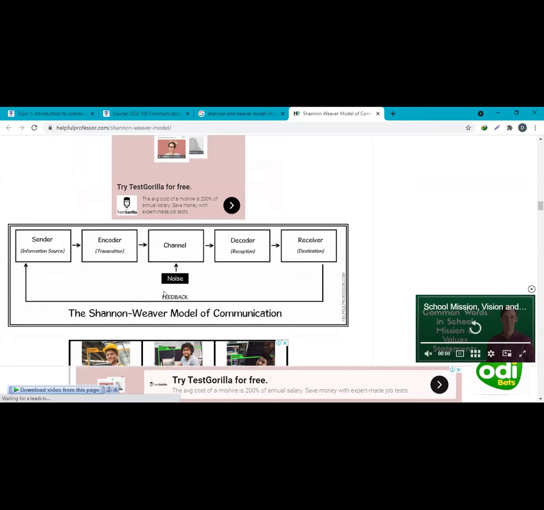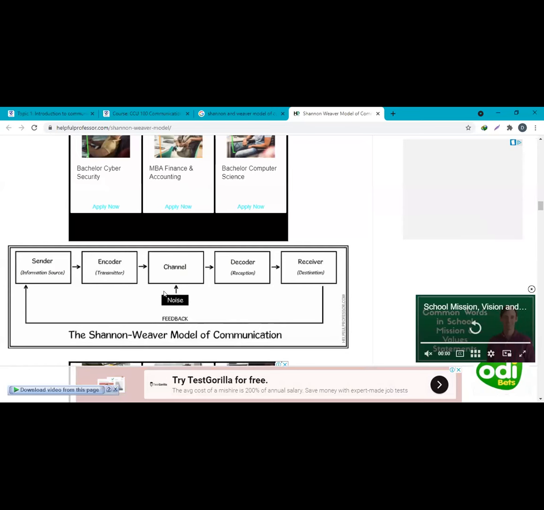So noise is classified into various categories. We have said we have semantic noise, psychological noise, physical noise, and mechanical noise. And we have also said that feedback is a reaction of the receiver towards the sender's message. Any question? So I stop sharing what I had Googled and we go back to our notes.